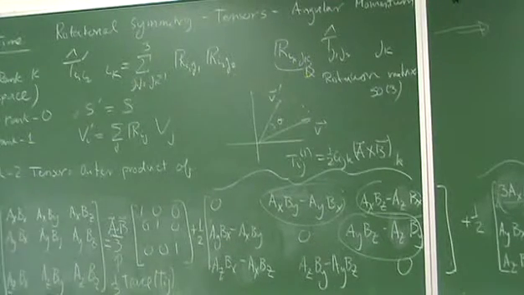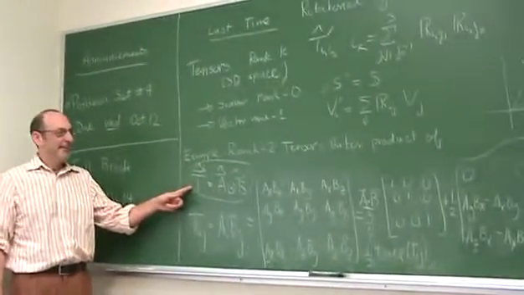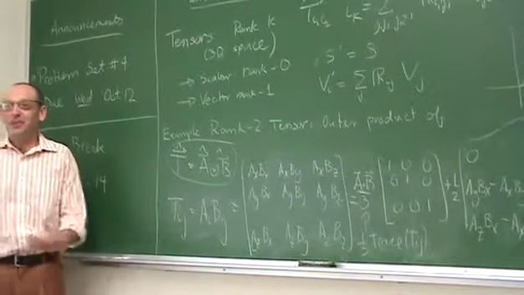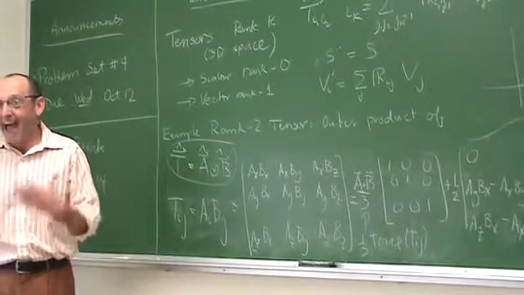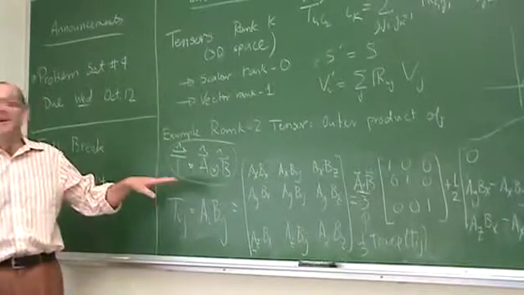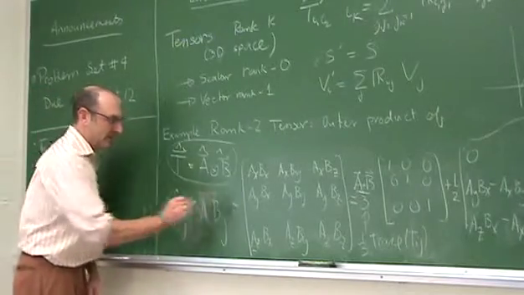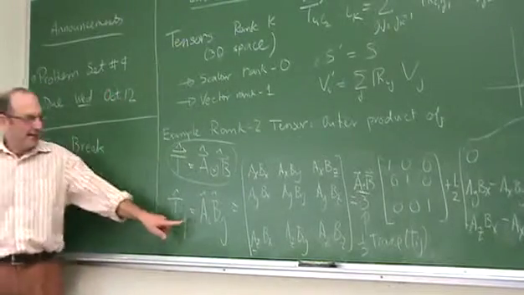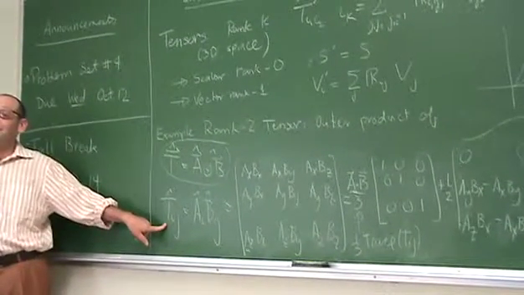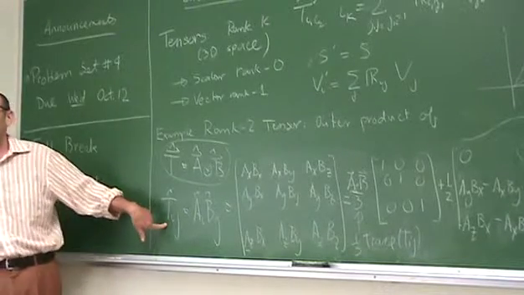So we could write a tensor operator like this, which is the outer product now, both in Hilbert space and in three-dimensional space, whose components, so these components are operators. The components are matrices. All right?